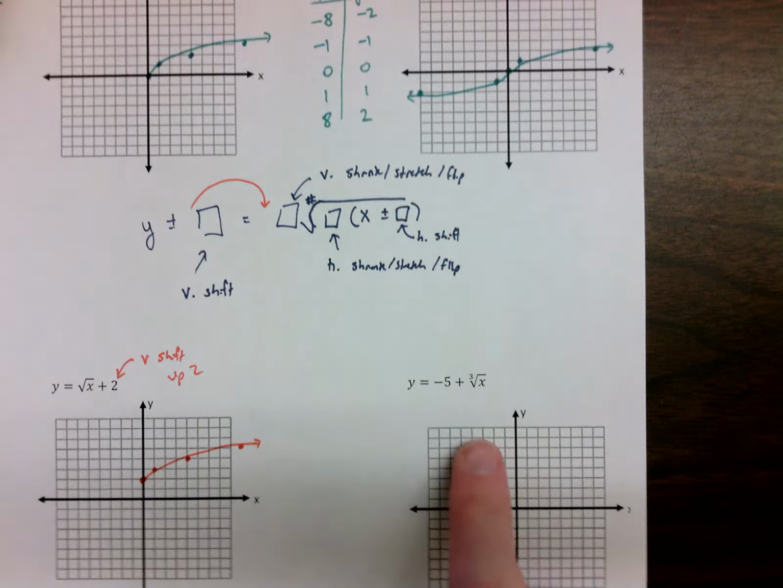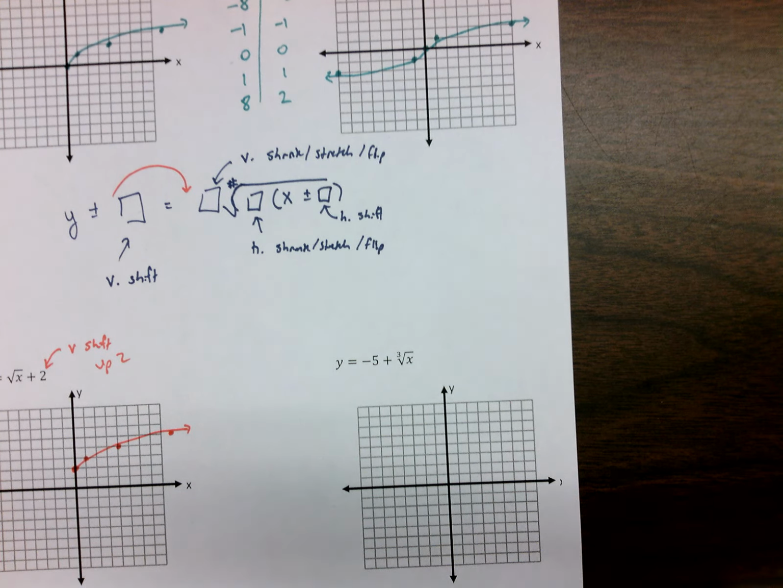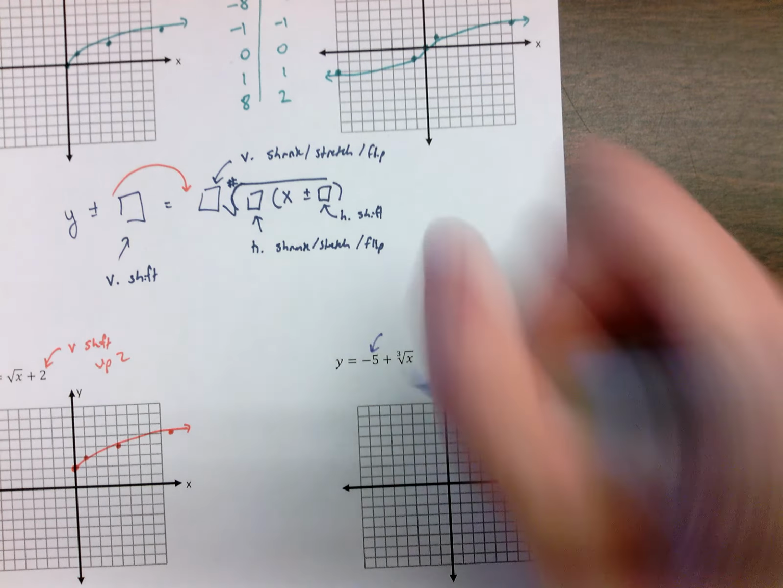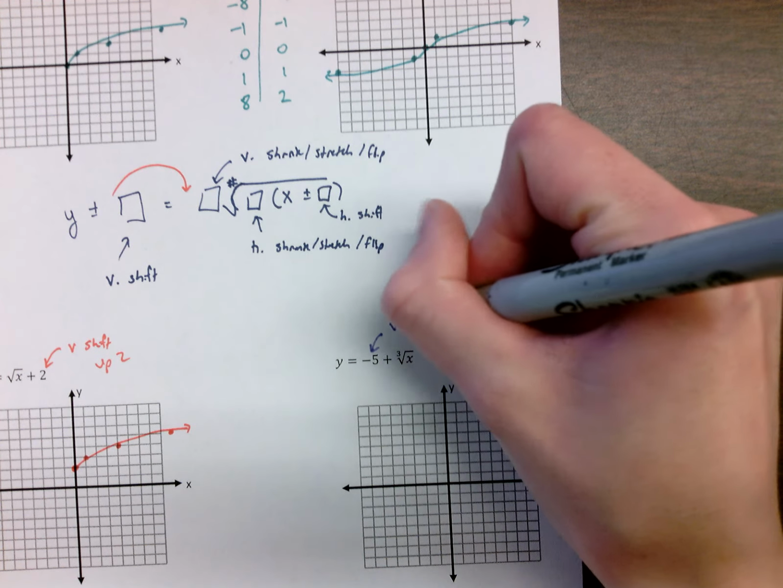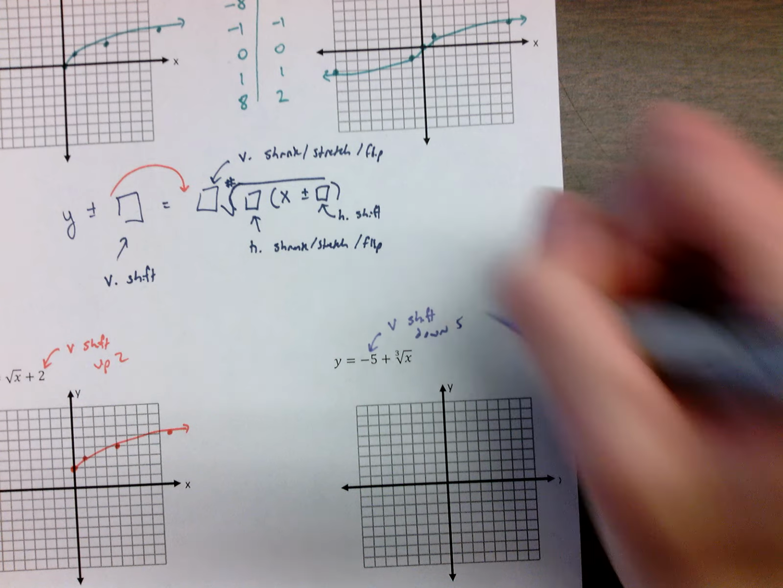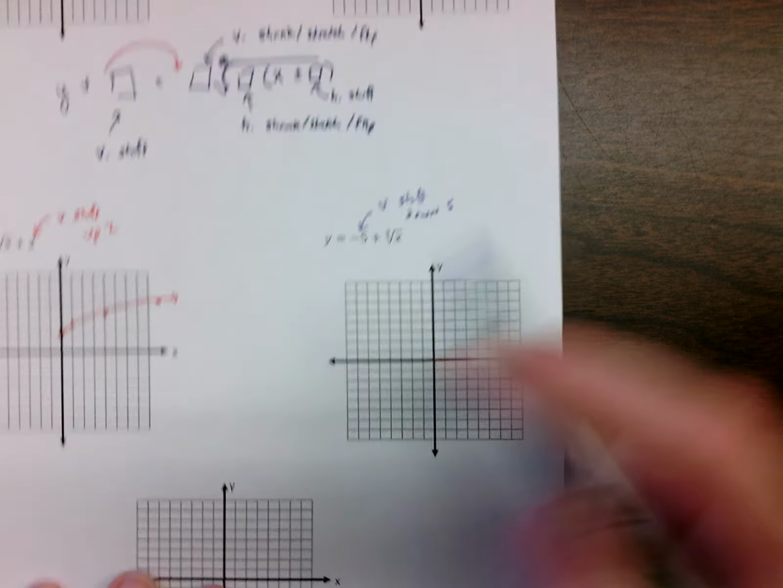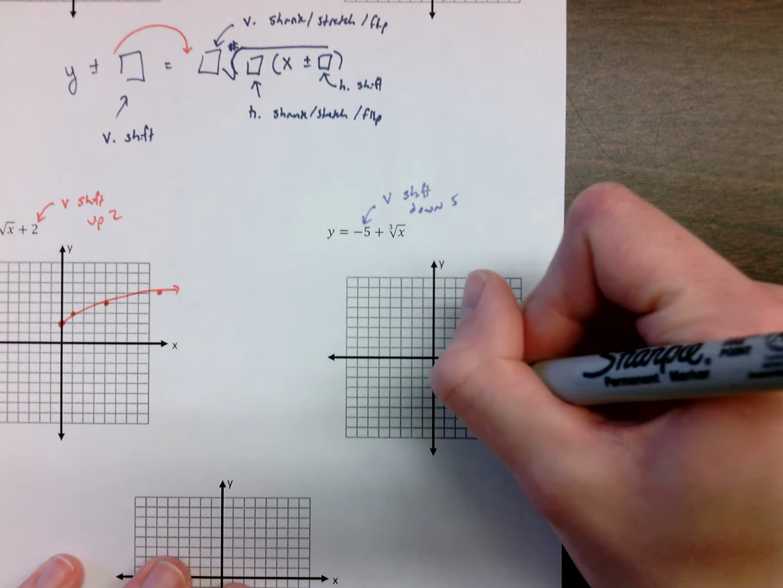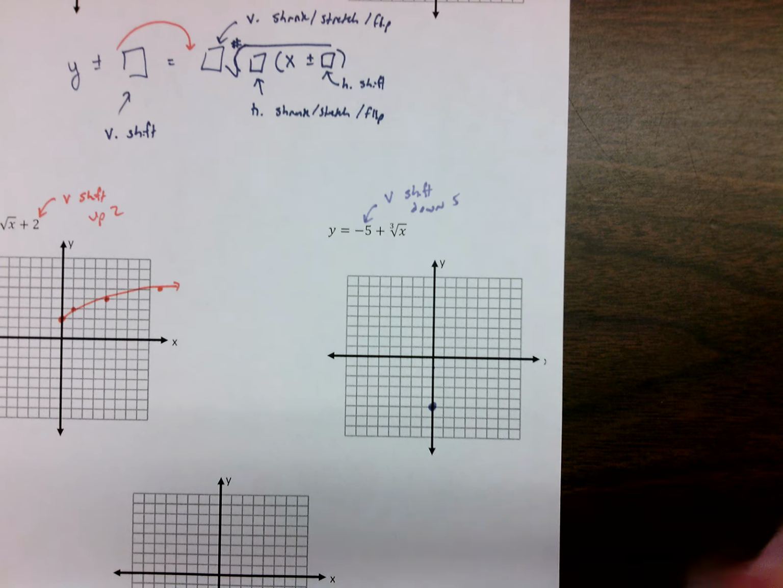All right, this guy over here has a similar thing, right? This -5, even though it's at the front now, is still a vertical shift. It's taking me down 5. And I'm going to use my cube root graph. So I'm starting by shifting down 5: 3, 4, 5. So there's my starting point. That's my new 0, 0.